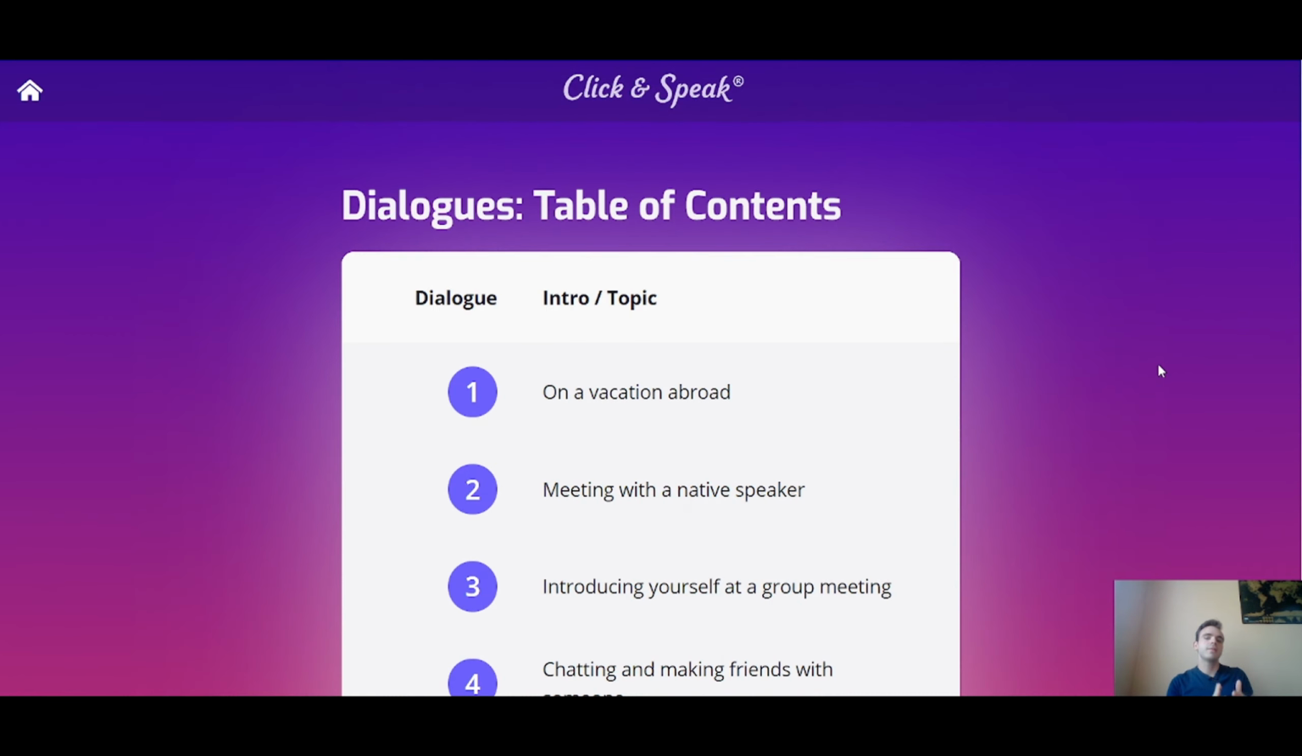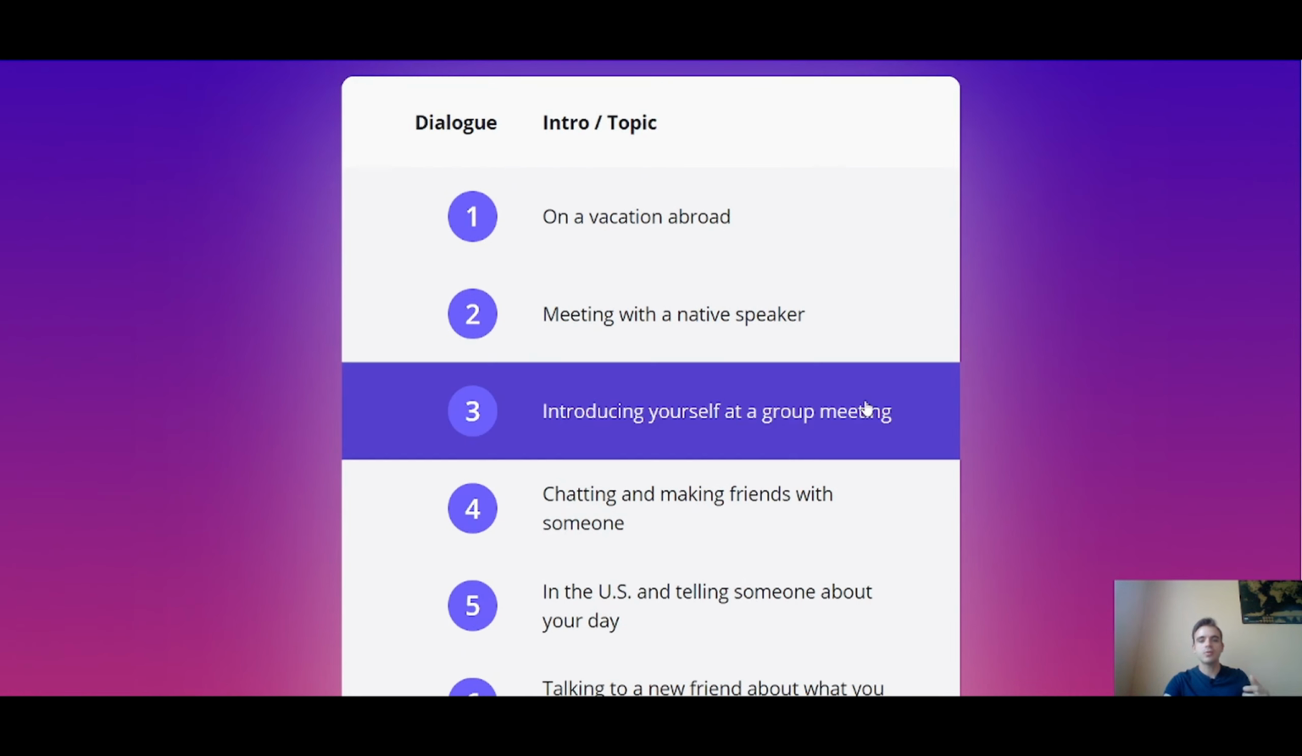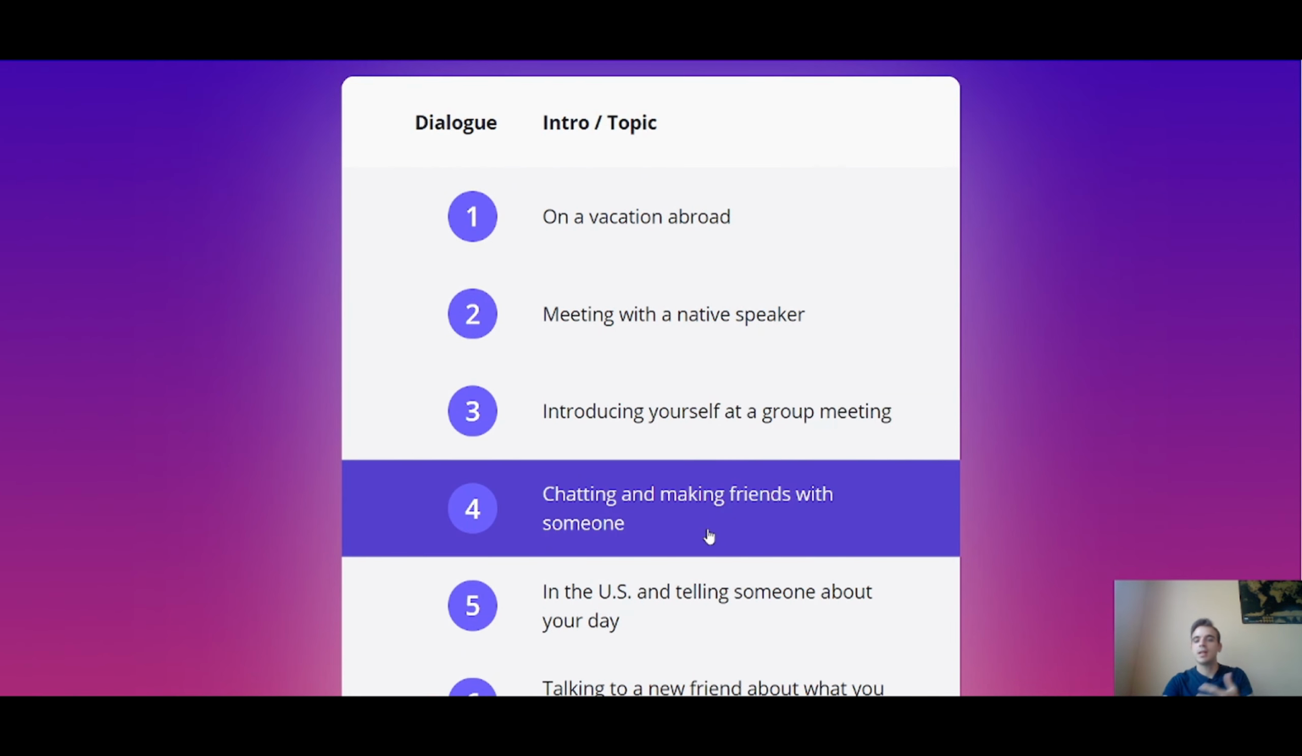There are 365 dialogues among which you can choose, and they are categorized by topic. So as you can see, the first one is on a vacation abroad. We have meeting a native speaker, introducing yourself at a group meeting, chatting and making friends with someone, etc. So there's 365 dialogues, right? Which means one dialogue per day for an entire year. So we recommend that you work on one dialogue per day so you can see the same monologues you're working on in the context of a conversation, which really helps make things stick.